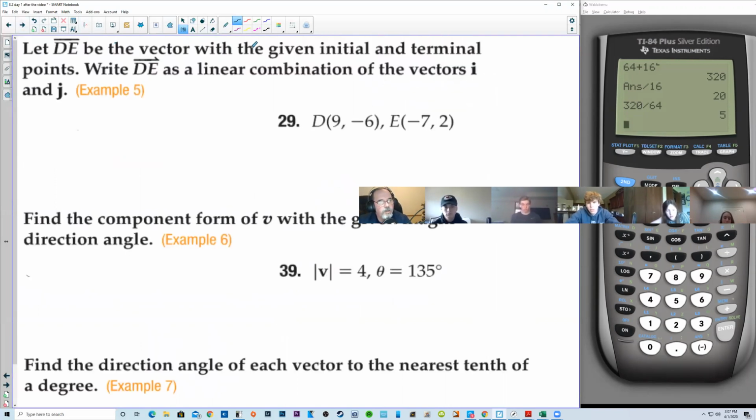Let DE be the vector with the given initial and terminal points. Write DE as a linear combination of the vectors i and j. So remember, i is 1, 0, and j is 0, 1. So let's get the component form, -7 minus 9 and 2 minus -6. So that is -16, 8. So it's simply -16i plus 8j.